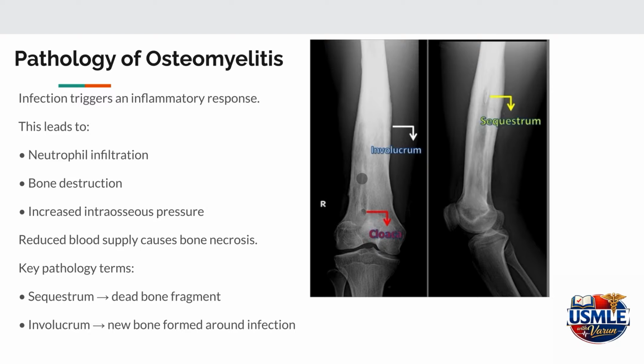The second one is involucrum, which refers to new reactive bone formation that forms around the infected area. These structures, sequestrum and involucrum, are characteristic of chronic osteomyelitis.